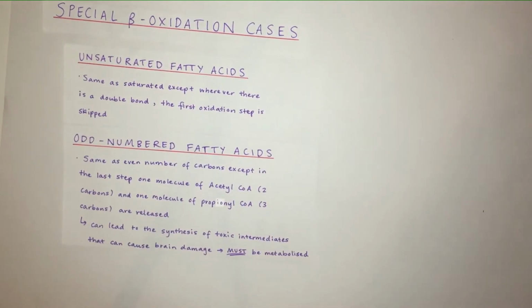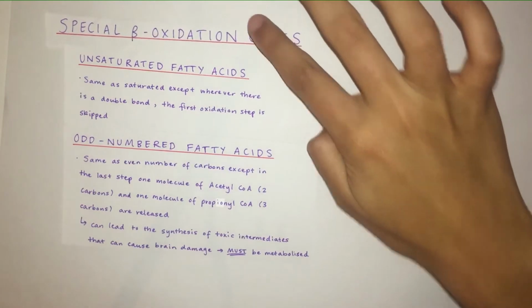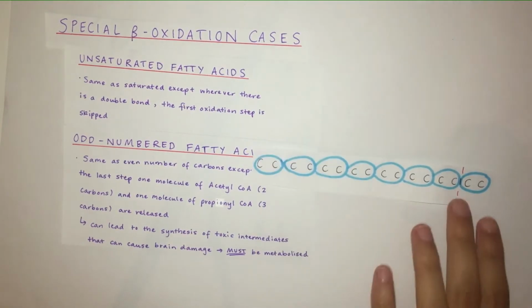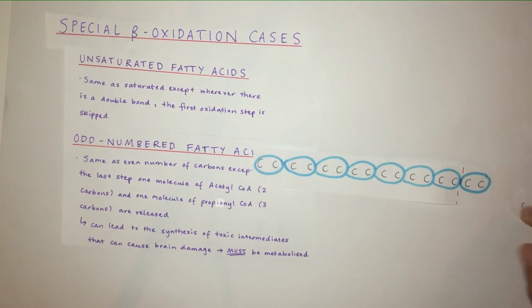Odd-numbered fatty acids are the same as fatty acids with an even number of carbons, except in the last step, one molecule of acetyl-CoA and one molecule of propionyl-CoA is released. If you see, in the last video we looked at palmitate, which had 16 carbons. If we add another carbon onto it, that makes 17.